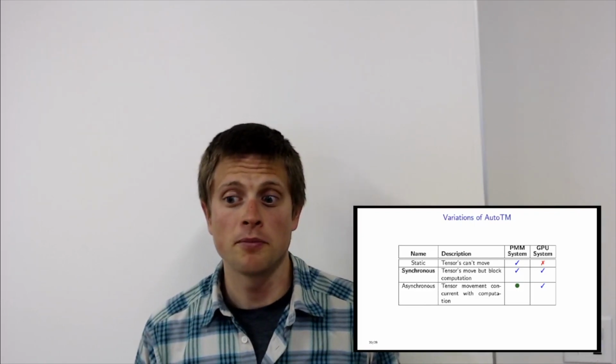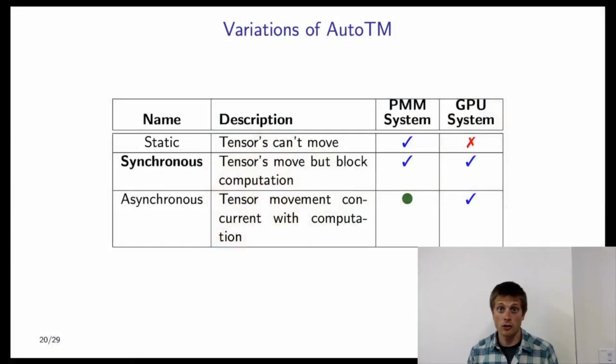So what I just presented was the synchronous formulation of AutoTM. In this formulation, tensors are allowed to move between persistent memory and DRAM and back, but that tensor movement blocks computation. That is, it's not overlapped with kernel execution. We have two other variations of AutoTM. We have the static variation, where tensors are not allowed to move between memory pools. They are either produced directly into persistent memory and stay there, or produced directly into DRAM and stay there. And we also have an asynchronous formulation that allows tensor movement to be overlapped concurrently with kernel execution. We talk more about that in our paper.